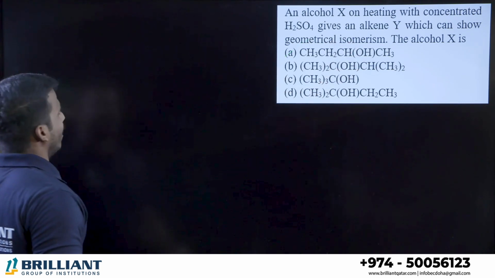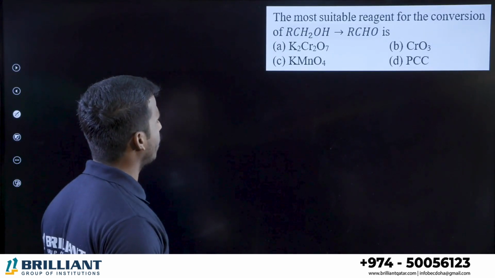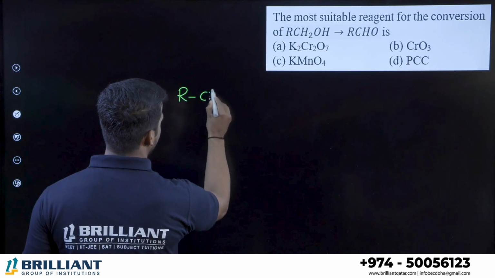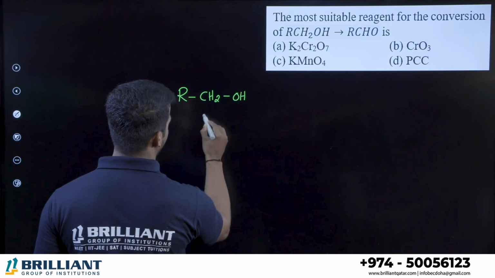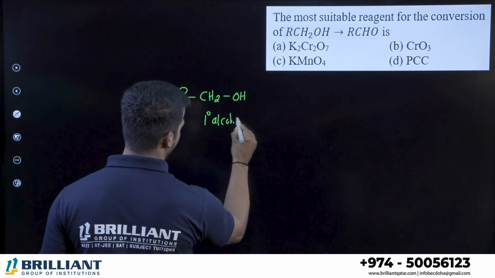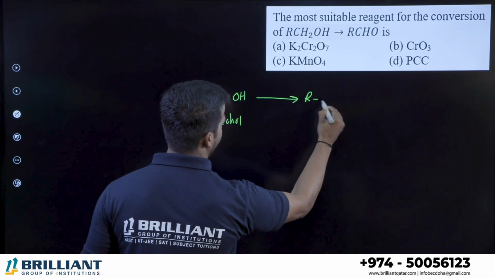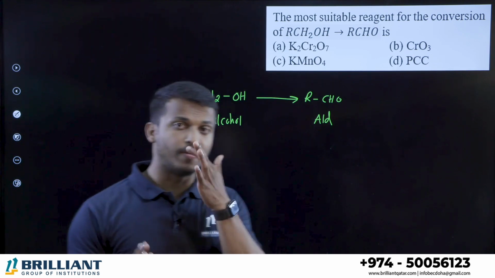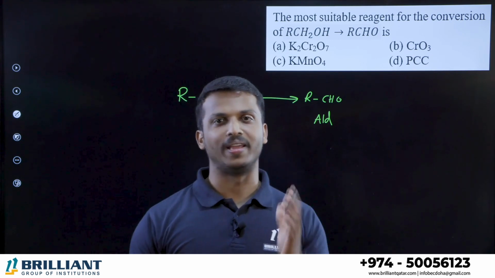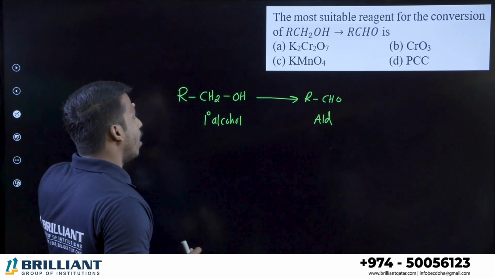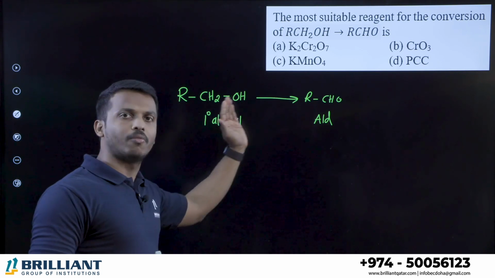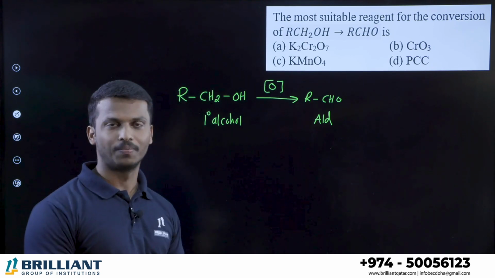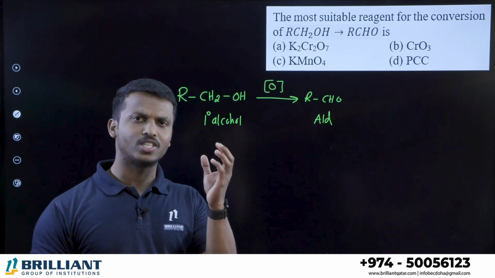Option A. Next one. The most suitable reagent for the conversion of RCH2OH. What is this compound actually? A primary alcohol to what? RCHO, aldehyde. Which is the best reagent to convert a primary alcohol into an aldehyde? Dear all, you know, converting a primary alcohol into an aldehyde is known as an oxidation process, right?